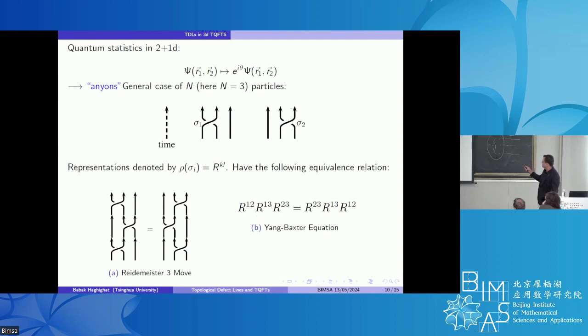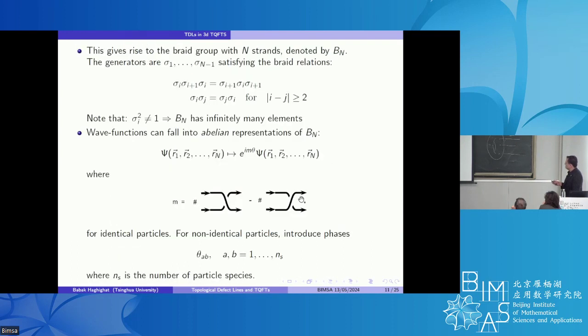That product should be the same as this one, which is you braid first 2 and 3, like this is 2, this is 3, and then you do 3 and 1 and 1 and 2. So this is very famous, called the Yang-Baxter equation. It will become important later on. But let me just proceed. So what these topological equivalences give you is a group of n strands. It's called the braid group.